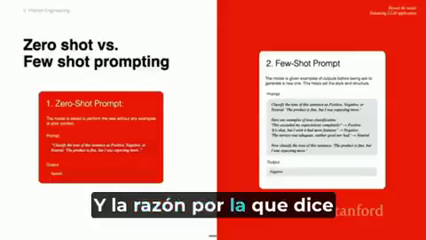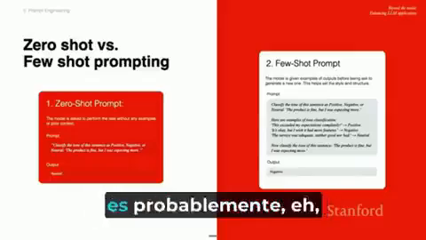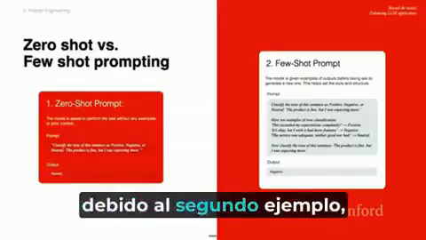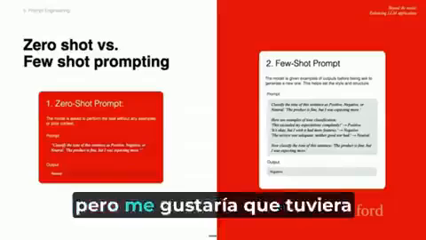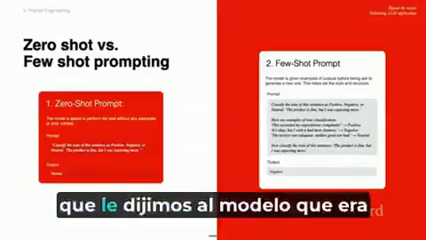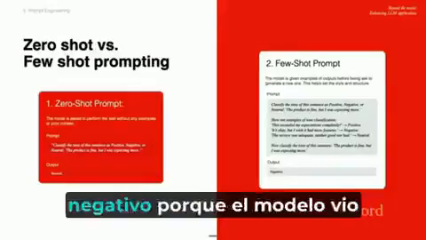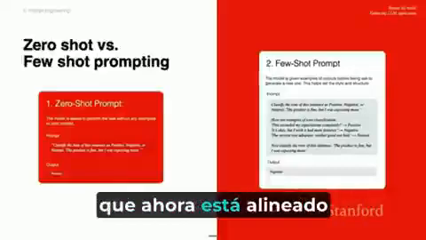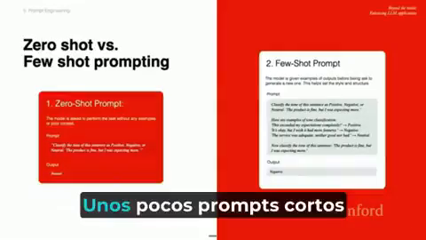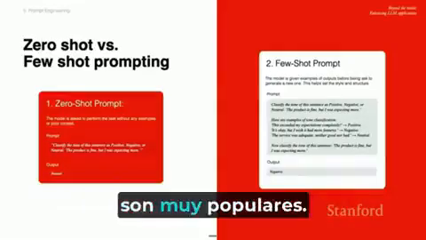And the reason it says negative, of course, is likely because of the second example, which was it's okay, but I wish it had more features, which we told the model was negative. The model saw that, so it's aligned now with your expectations. Few-shot prompts are very popular.